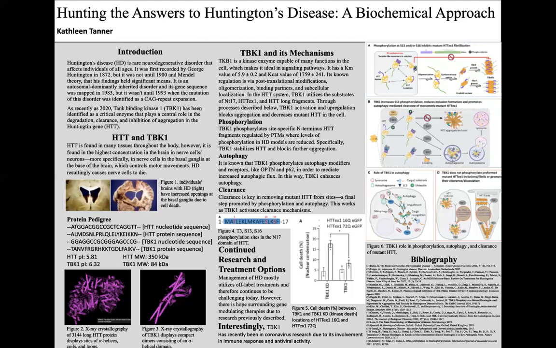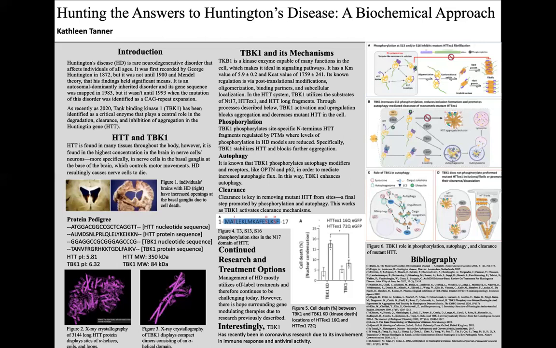In terms of protein pedigrees, I observed both the HTT protein and TBK1 enzyme. Displayed are small segments of the nucleotide and protein sequences for both. Additionally, I included the isoelectric points and molecular weights. And using X-ray crystallography, you can see in both figures 2 and 3 that both secondary structures include alpha helices, and the HTT protein also has coils and loops, while the TBK1 enzyme consists of compacted dimers.